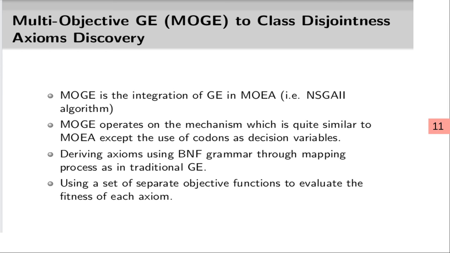As a particular case of MOEA, the approach we propose comprises the integration of GE in MOEA, specifically using NSGA-II, to develop a multi-objective model of axiom discovery, which we call multi-objective grammatical evolution, or MOGE for short. Basically, the mechanism of MOGE is quite similar to that of MOEA, except that we define the multi-objective problems using integer arrays, integer strings, which we know as codons. Codons are considered as decision variables, and the codons do not define axioms themselves, but they provide instructions for deriving axioms based on the BNF grammar in the mapping process.